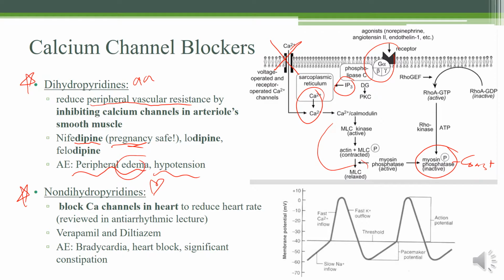Now, non-dihydropyridines, we're going to go into more detail when we get into the arrhythmia module, but they work by blocking calcium channels in the heart, and they reduce the heart rate through this mechanism. We're going to go over it in more detail. The two drugs that you need to know there are going to be verapamil and diltiazem. Adverse effects being, of course, slow heart or blocked heart, i.e. very slow heart, or significant constipation.